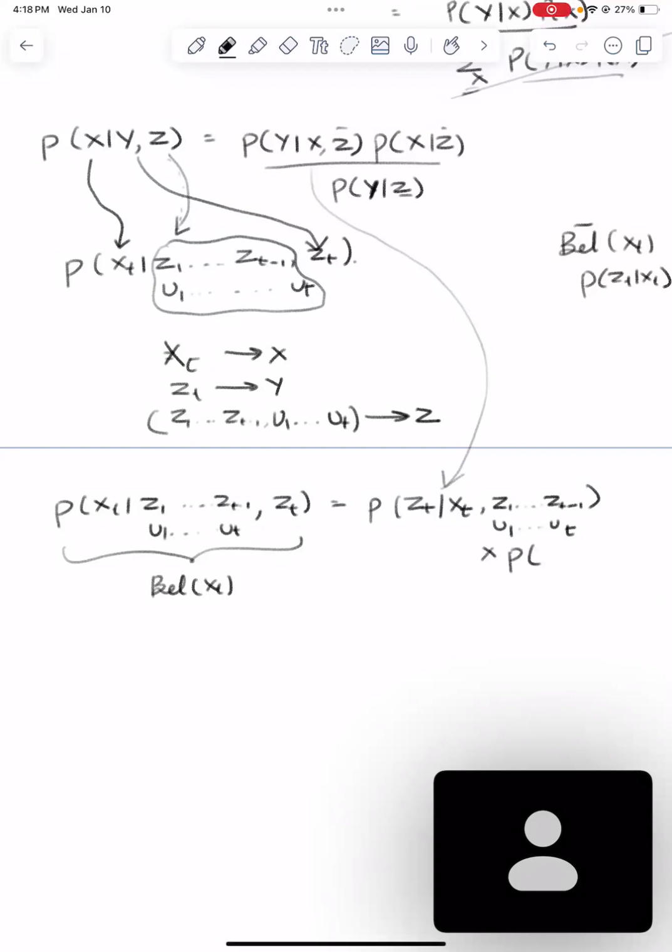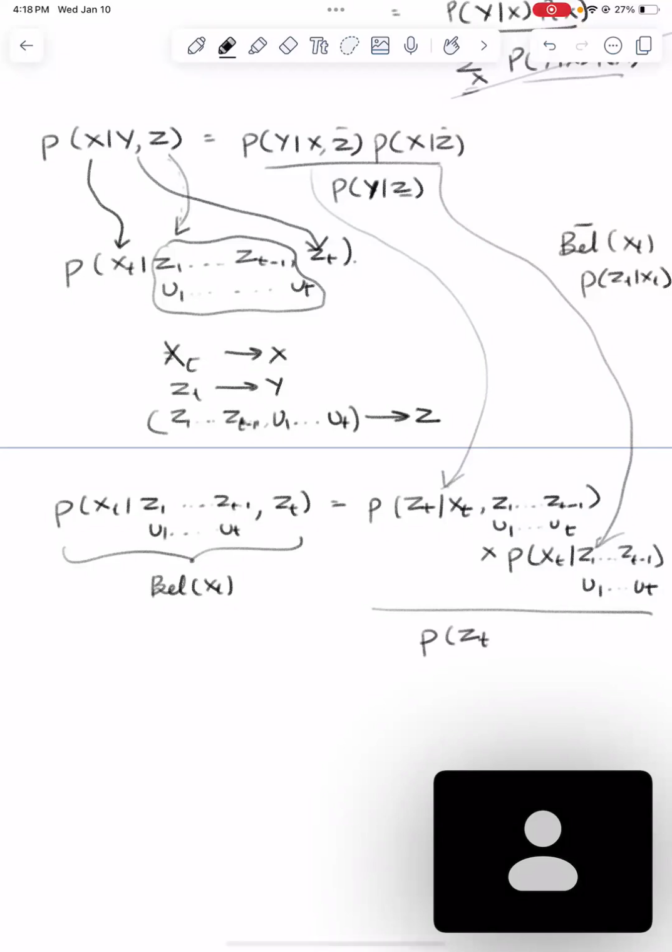So we're going to have P of x, which is xt, given z, which is z1 to zt minus 1, and u1 to ut. And that is going to be our numerator. So we've done this term goes to here, this term goes to here. So we've done our numerator. And then now we need to divide it by P of y given z. So what is our y? Our y is zt. And what is our z? Our z is z1 to zt minus 1, u1 to ut.